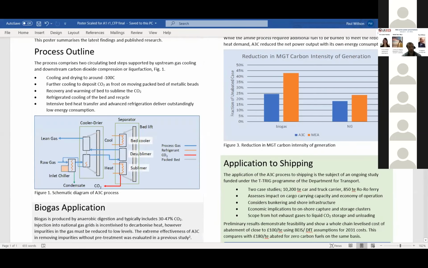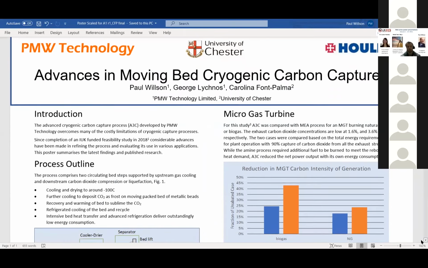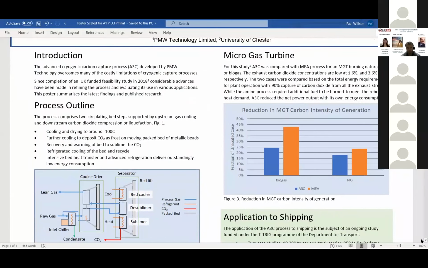The second application we looked at was in microgas turbine. Microgas turbine, as Abdul'Aziz has been testing, uses a small gas turbine. It has a very high dilution of the carbon dioxide in the exhaust gases. So the typical figures we've seen are 1.6% carbon dioxide in the exhaust from burning natural gas. The analysis we did looked at both burning biogas and burning natural gas in the gas turbine, working with the University of Chester and the University of Stavanger.